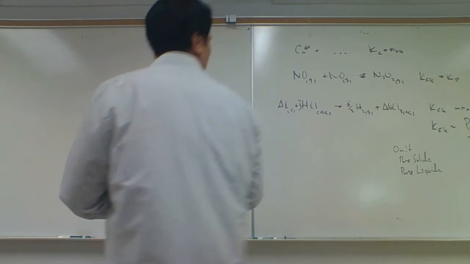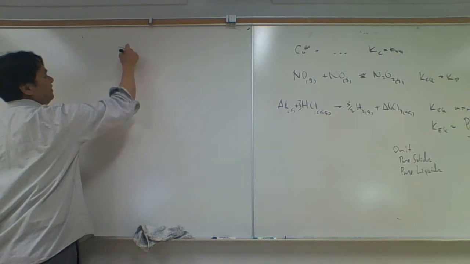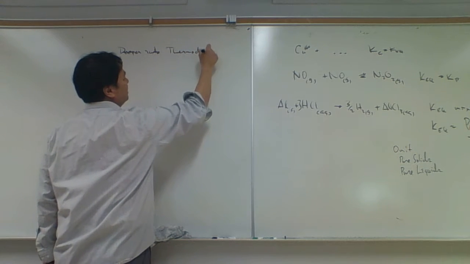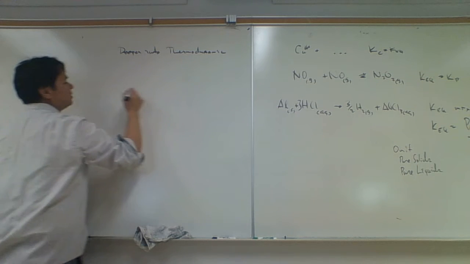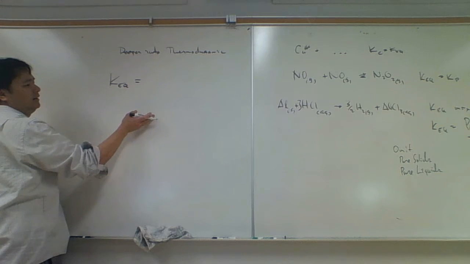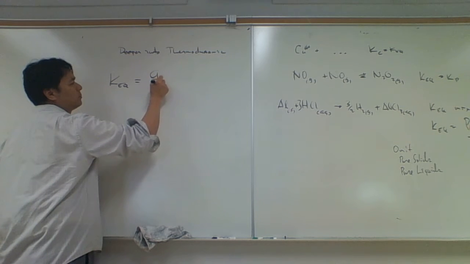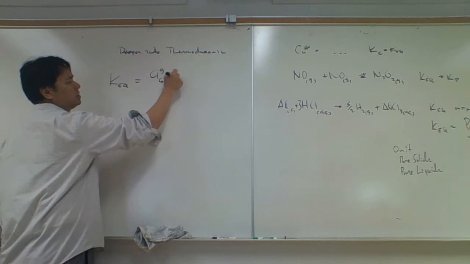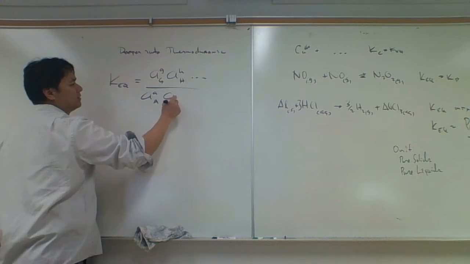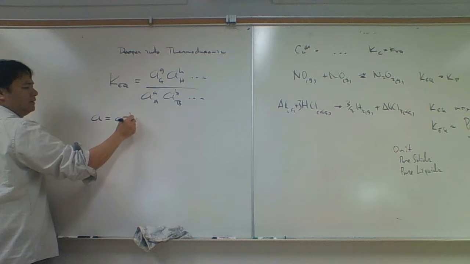Now it turns out when we dig deeper into thermodynamics, we don't use this. Deeper into thermodynamics, Keq is not Kc, it's not Kp, it's something else. Keq turns out to be the activities of the products. So it would be the activity of G raised to little g, activity of H raised to little h, and so on, divided by the activity of A raised to little a, activity of B raised to little b, where A is the activity.